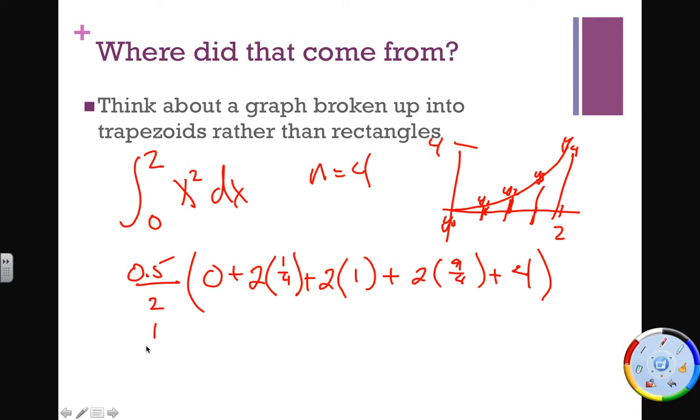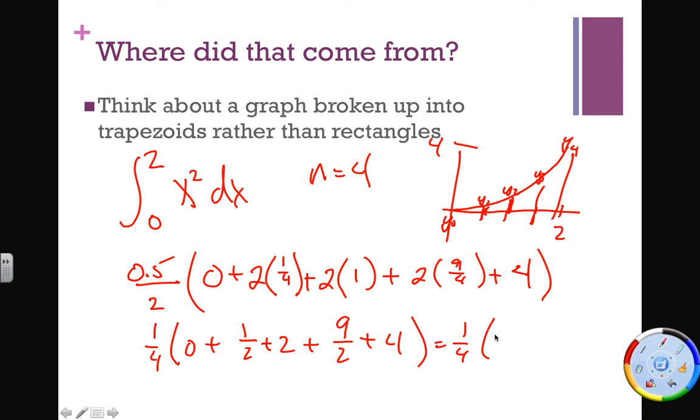So this is 1/4 times 0 plus 1/2 plus 2 plus 9/2 plus 4. Oh, that's 5, so 11. So it's 11/4. Is that even close? You could figure that out for yourself. Is that close to the exact thing? You could figure out the exact answer without really much difficulty anymore, I think, for x squared.